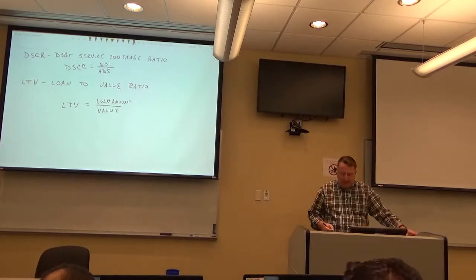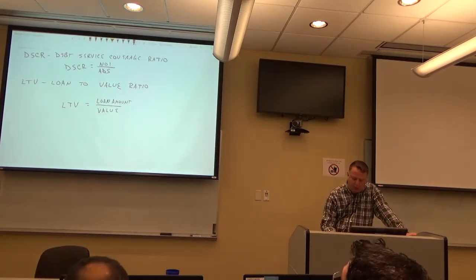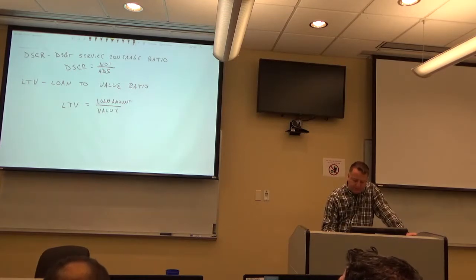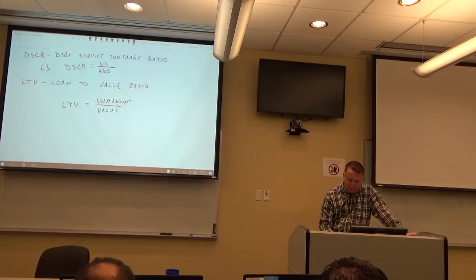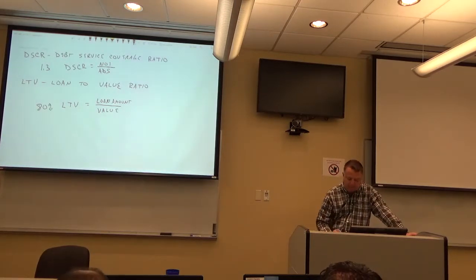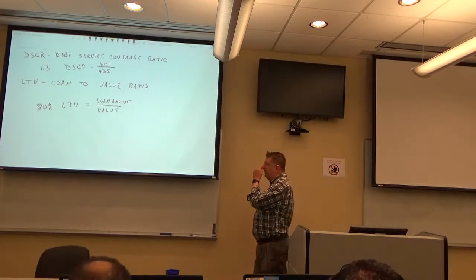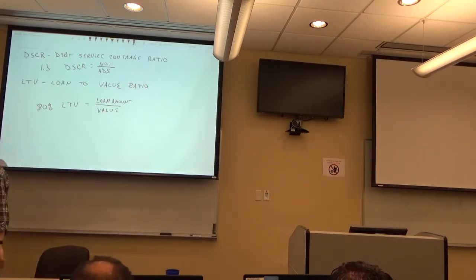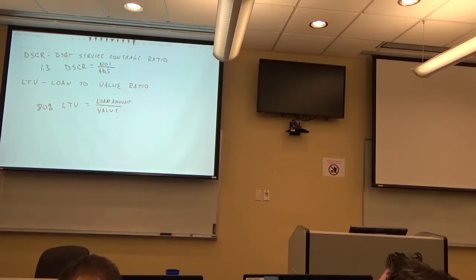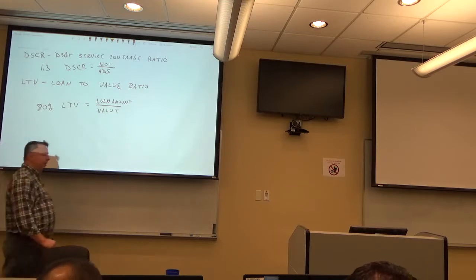So let's say, and I think I mentioned a while ago, that you have a lender who says their debt service coverage ratio is 1.3, and a loan to value ratio of, let's say, 80%. Let's work with those numbers for a second. 1.3: net operating income divided by annual debt service. So let's take a look here for a second.